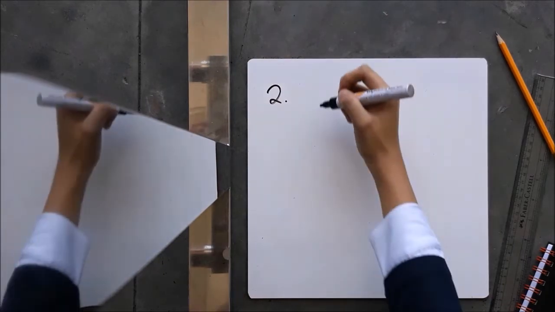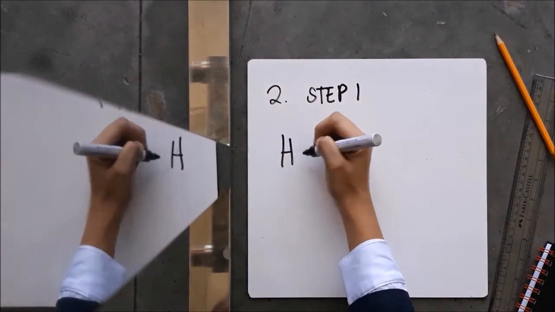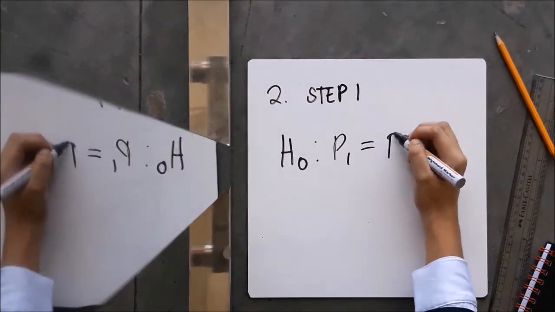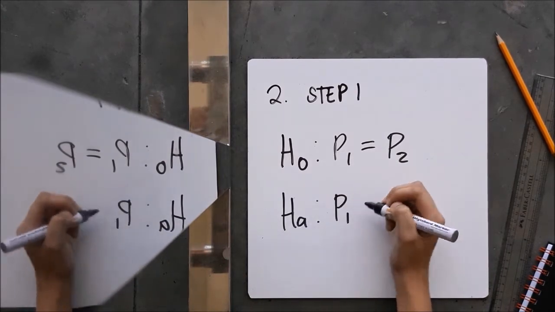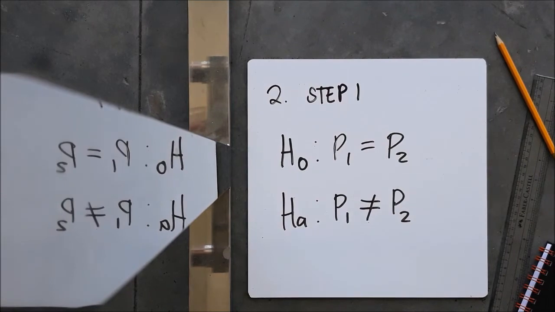Step 1 is to define the hypothesis. Your null hypothesis or H0 will be P1 is equal to P2. And your alternative hypothesis or the HA will be P1 is not equal to P2. Our claim will be the alternative hypothesis, which is P1 is not equal to P2, since the problem is asking if there is a difference in the population means.